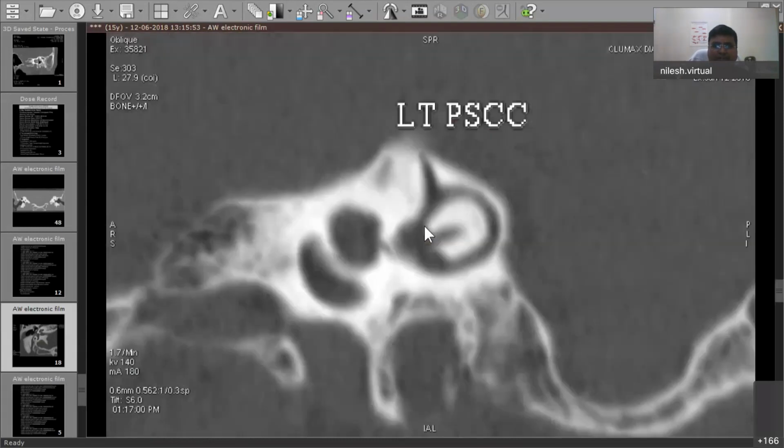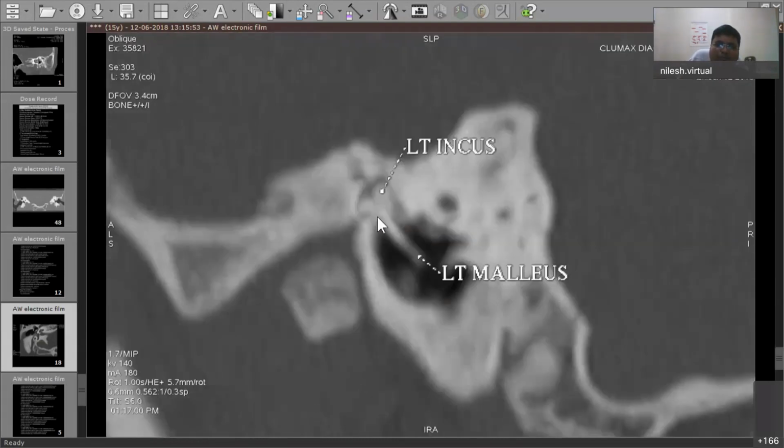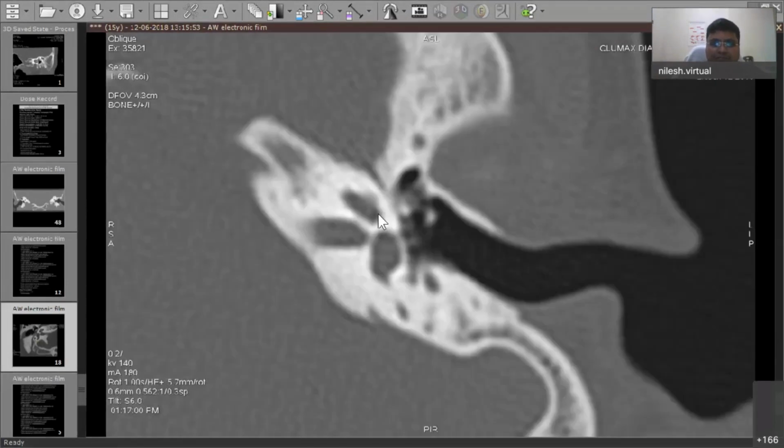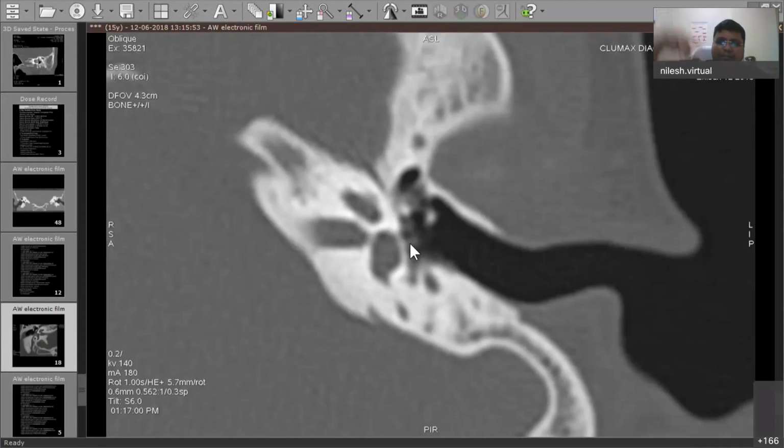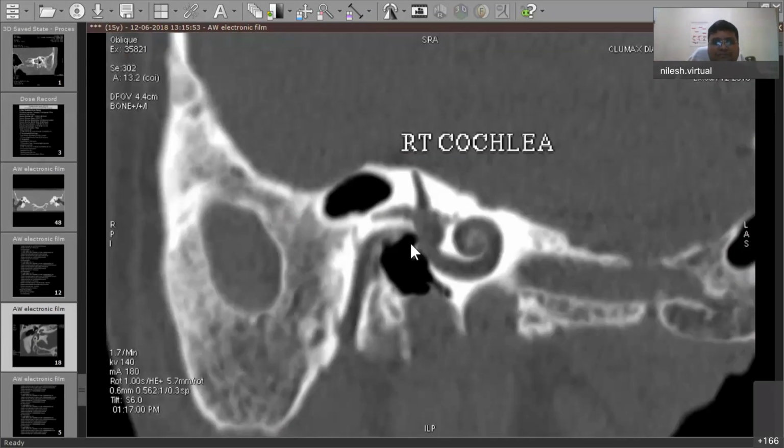Opposite side also we will see. Again the same thing. Only the handle of malleus you can reconstruct. You cannot reconstruct the head of malleus or body of incus because both are dysplastic. And this stapes is called a monopodal stapes. So instead of two crura, it will have a single crus. So this is called monopodal stapes. It is one of the characteristics of congenital ossicular anomalies.